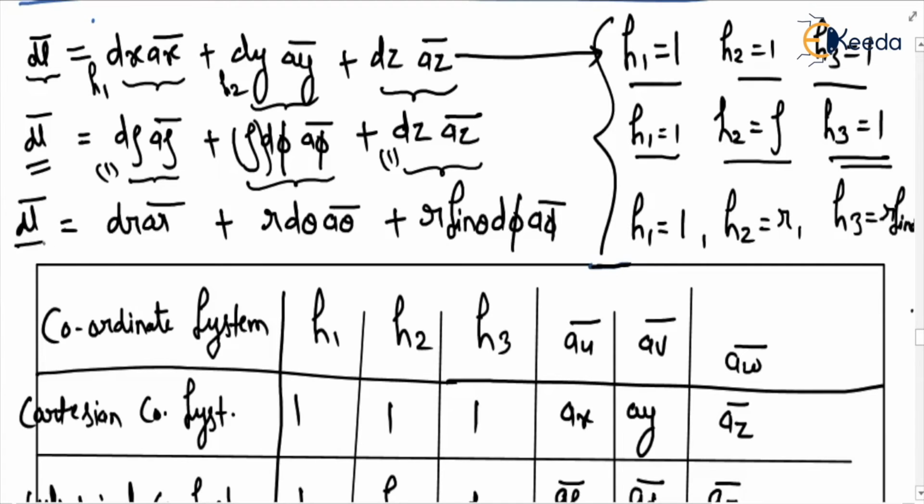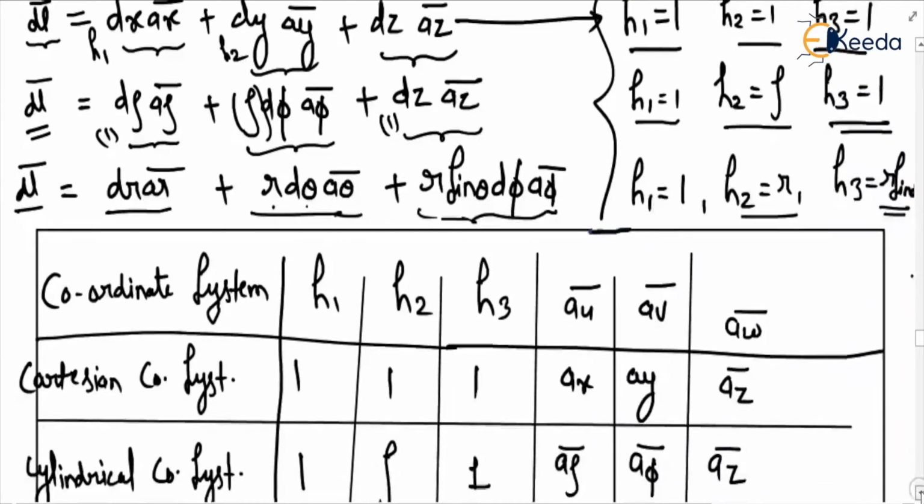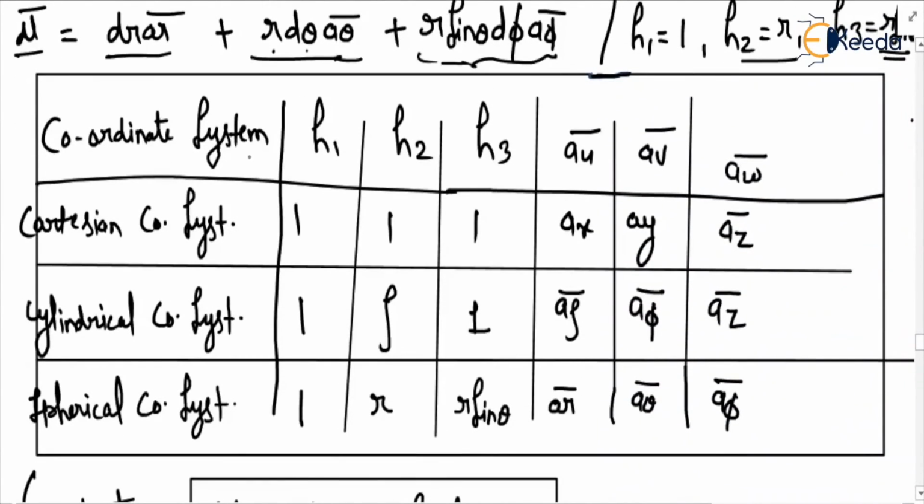In the spherical coordinate system, dl vector is dr ar plus r d theta a theta plus r sin theta d phi a phi. So here h1 is 1, h2 is r because the coefficient of d theta is r, and the coefficient of d phi is r sin theta, so h3 is r sin theta. We have written it in tabular form: coordinate system, h1, h2, h3, and the unit vectors.